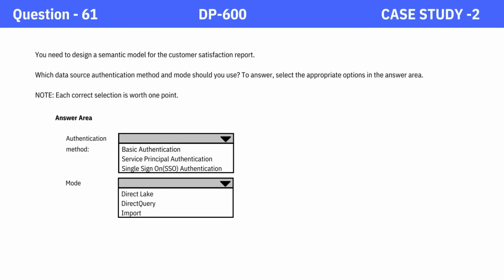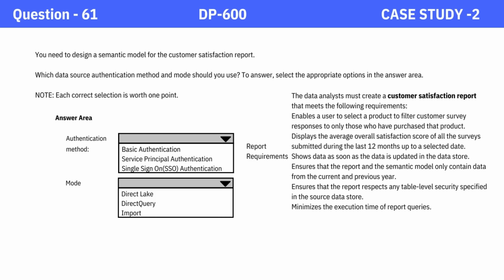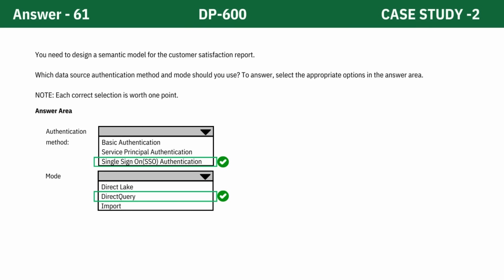Question 61. You need to design a semantic model for the customer satisfaction report. Which data source authentication method and mode should you use? To answer, select the appropriate options in the answer area. The correct answers for the setup involve SSO authentication and direct query mode. Let's explore why these choices are optimal for the scenario.